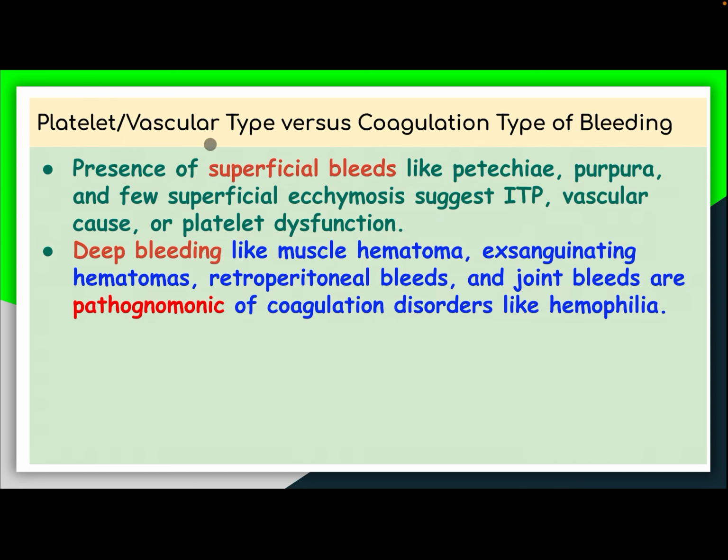Platelet versus coagulation type of bleeding. Presence of superficial bleeds like petechiae, purpura, small superficial ecchymosis suggests immune thrombocytopenia, vascular cause, or platelet dysfunction. While deep bleeding like muscle hematoma, exsanguinating hematoma, retroperitoneal bleeding, and joint bleeds are pathognomonic of coagulation disorder like hemophilia.